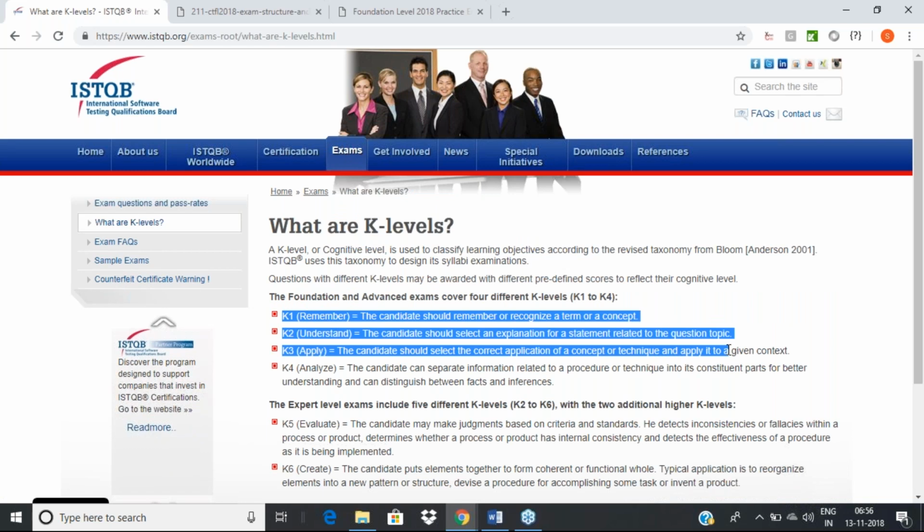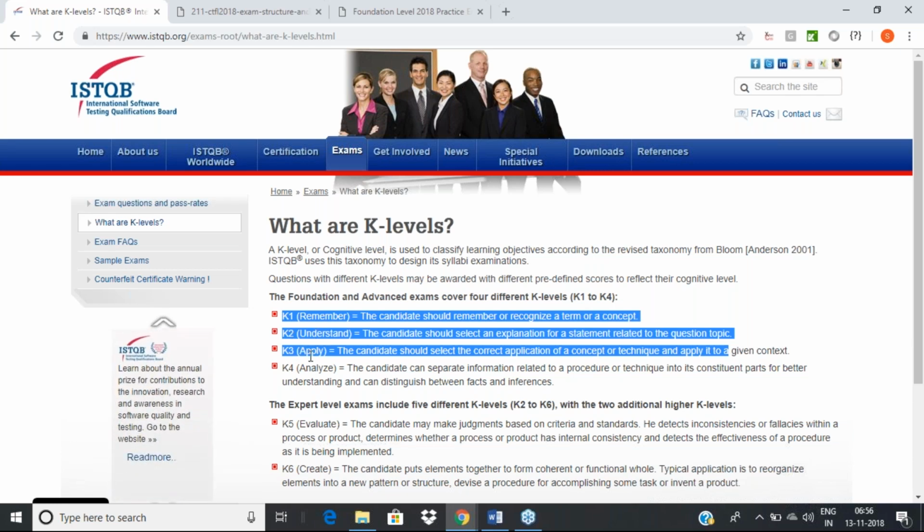simply remember. The candidate should remember or recognize a term or a concept. K2 is basically understand. The candidate should select an example or explanation for a statement related to the question or topic. So basically you have to understand. First one is straightforward. There's a definition that we talk about, and then you recognize the definition and just answer that. Second one is you have to understand the concept or example that he is giving, and then you have to see what is the best technique, and according to the technique, what is the value that comes.